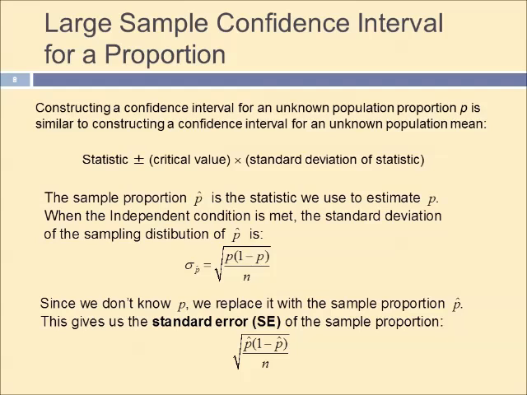But, as was the case with sample means, we usually don't know the population proportion. That's what we're trying to find out. So we need to replace it with the sample proportion p hat. This gives us what's called the standard error of the sample proportion. So it's essentially the same. We're just replacing the population value with the sample value.